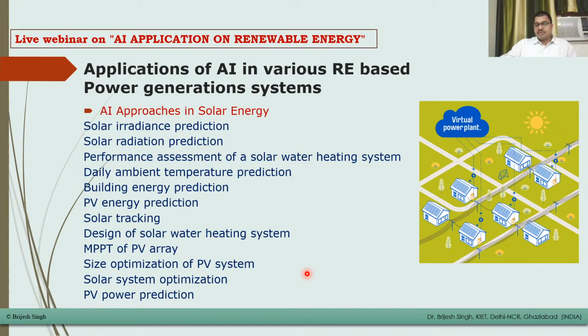Size optimization of PV system means optimal sizing of the PV system. Solar system optimization: if you want to optimize the entire solar system, then AI can help you. And PV power production means how much power will be given by the PV system. It can be predicted by the AI system. So these are some application areas for solar energy.